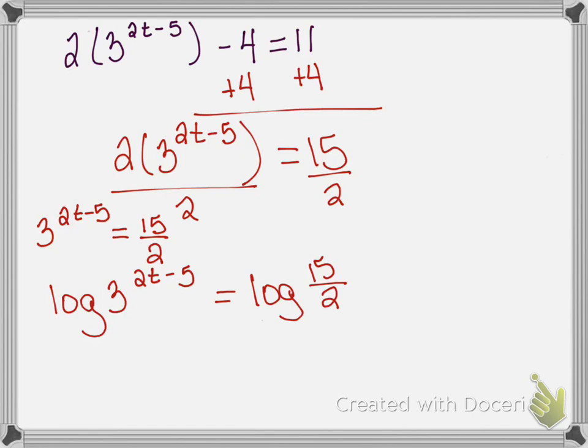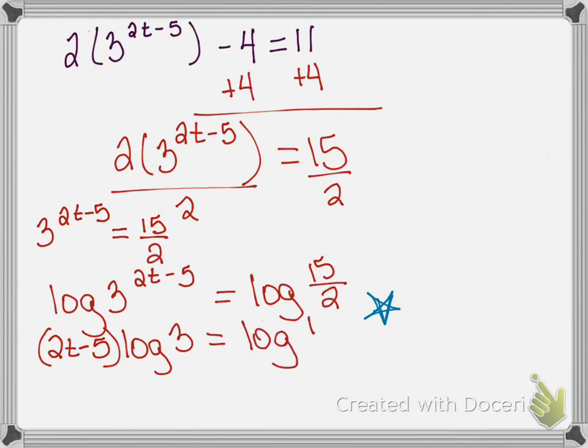2t minus 5 is my exponent. Where does the power rule tell me to take that? To the front. This is where students make mistakes on this if they're going to make a mistake. It's right here. So I'm going to put a star right here because this is where students make their mistakes. This 2t minus 5 goes in front of my log. Log 3 is a number. It's just a number. So what do I have to do with that log 3?